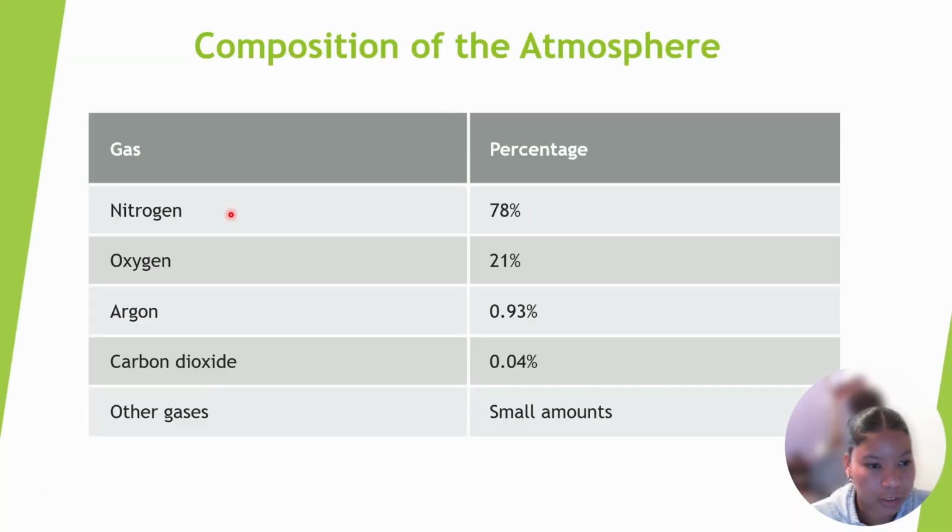So over here we have a little table that is the composition of the atmosphere. The one column represents the gases, the other column the percentage. So nitrogen at 78%, oxygen 21%, argon at 0.93%, carbon dioxide at 0.04%, and some other gases that also make up the composition of the atmosphere, and they come in small amounts. So interesting fact, without oxygen and carbon dioxide, life on Earth would not exist.